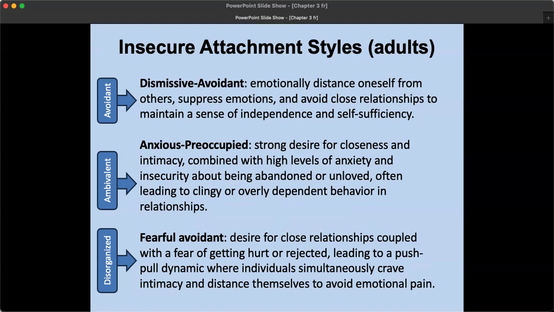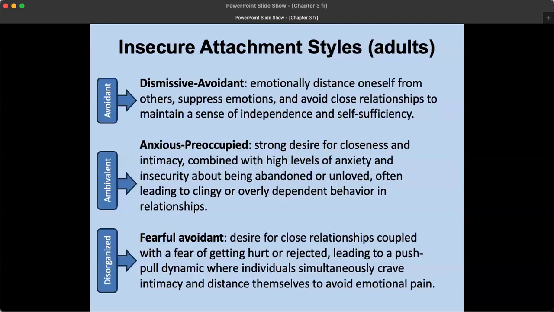The ambivalent babies have become anxious, preoccupied adults, and those are folks who really want to have that closeness. But they're feeling very anxious about it. They're feeling very insecure about their relationships. They're very worried about being abandoned or not being loved as much as they love the other person. And so they can be sort of clingy. They can also get really mad.